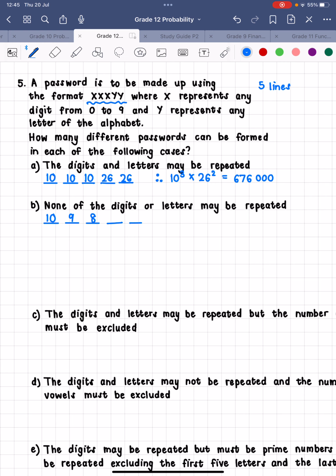And now if we're doing letters, there are 26 letters that we can choose for the first one. But say now we've put an A in the first one, we can't use A again. We only have 25 options for the next one.